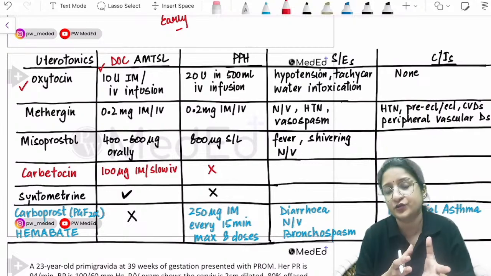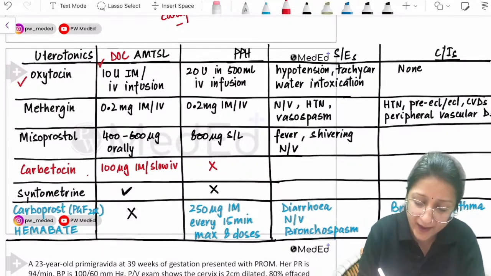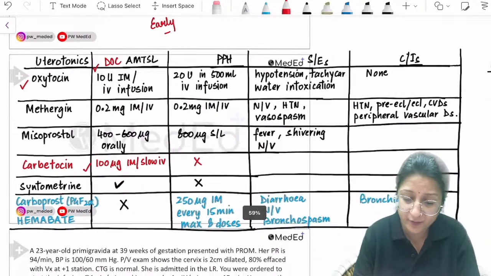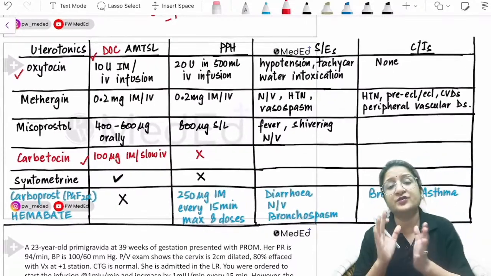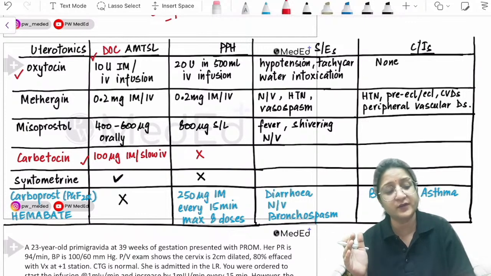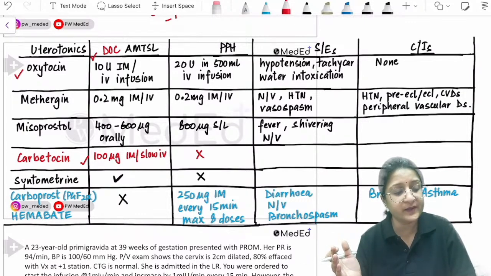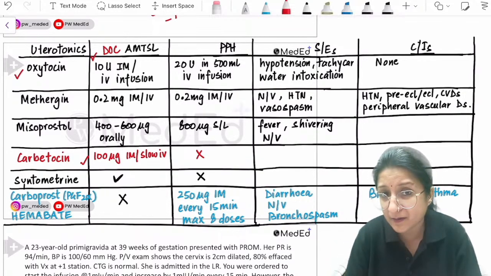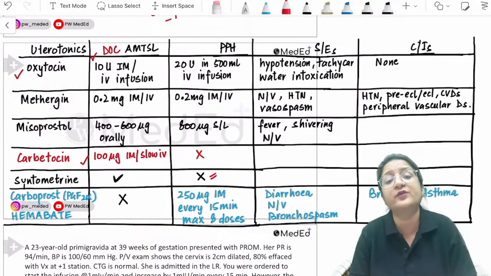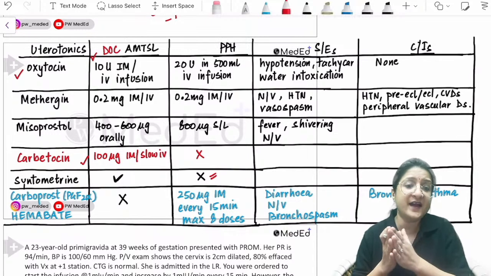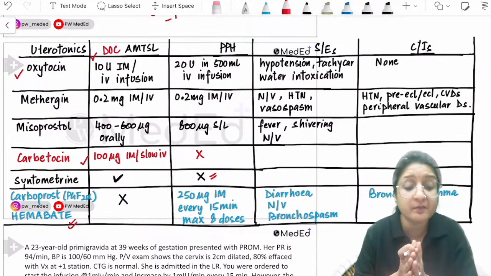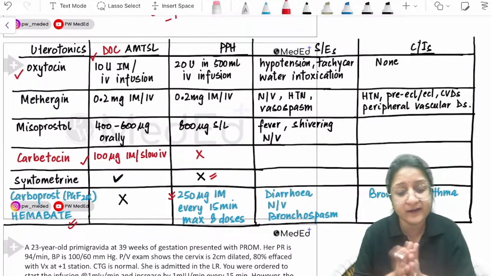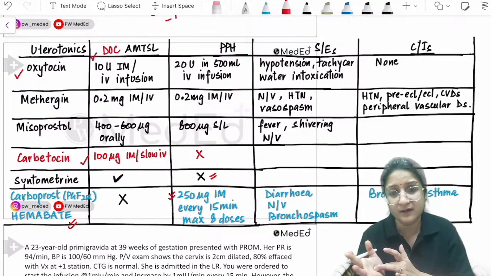It is longer acting than oxytocin. And carbetocin can be used for active management of third stage of labor, but it is not recommended for PPH. And syntometrine is a fixed dose combination of synto for oxytocin and metrine for methergine. So it's a fixed dose combination of oxytocin and methergine that can be used in AMTSL, but is not recommended for PPH. So that is also another important pointer you'll remember. And carboprost, that is the PGF2 alpha analog that comes with the name Hemabate. That is not recommended for active management of third stage of labor. Where is it recommended? PPH management, it is definitely recommended, right?